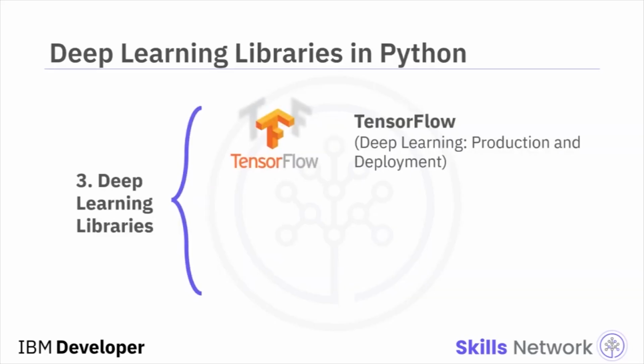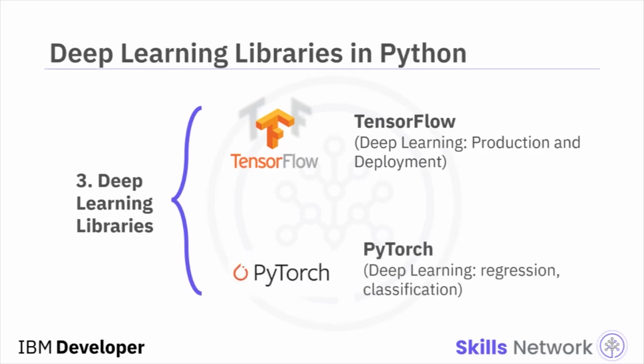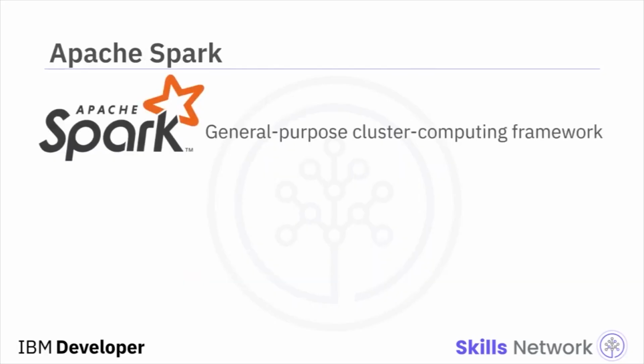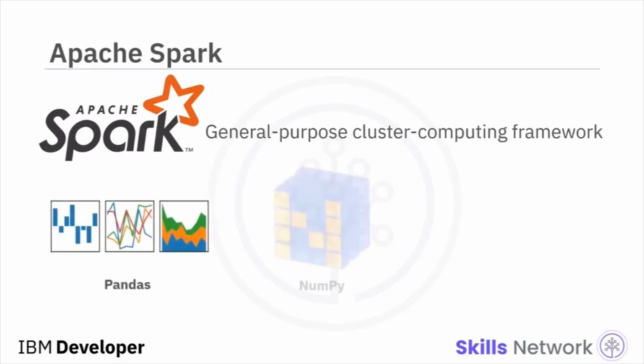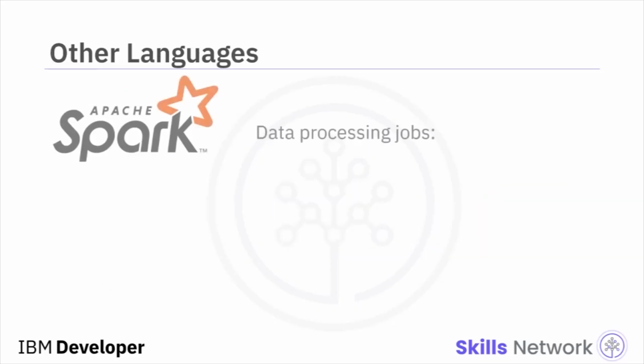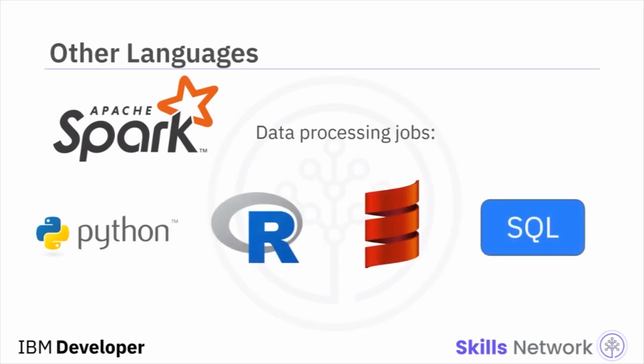TensorFlow is a low-level framework used in the large-scale production of deep learning models. It is designed for production and deployment, but can be unwieldy for experimentation. PyTorch is used for experimentation, making it simple for researchers to test ideas. Apache Spark is a general-purpose cluster computing framework, allowing you to process data using compute clusters. The data is processed in parallel in more than one computer simultaneously. The Spark library has similar functionality to Pandas, NumPy, and scikit-learn. And Apache Spark data processing jobs can be in Python, R, Scala, and SQL.